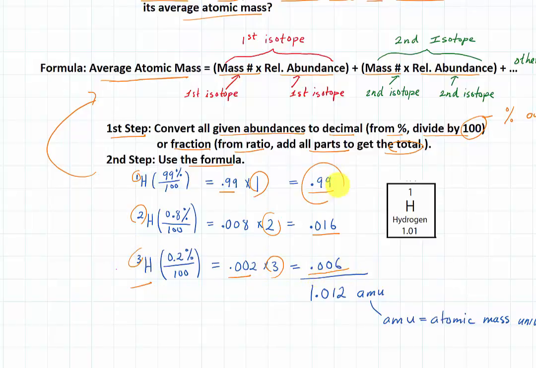And then we add all the masses together, and that gives us a total mass for hydrogen. In this case, 1.012 AMU, where AMU stands for atomic mass unit. Now, if we look at the periodic table right here, this average atomic mass of hydrogen is the same as the one we just calculated. Therefore, we can identify an element based on the average atomic mass, and we can identify these isotopes based on the calculated average atomic mass.